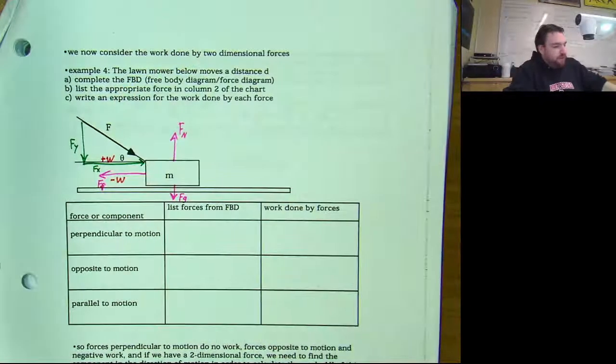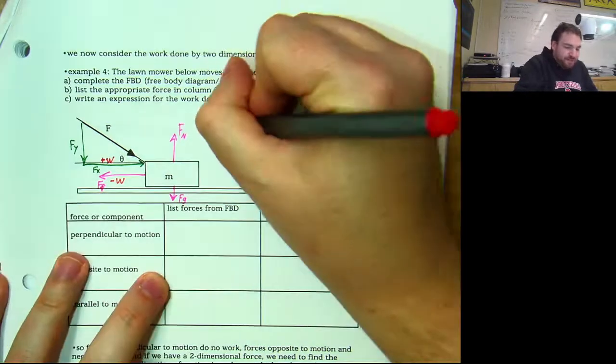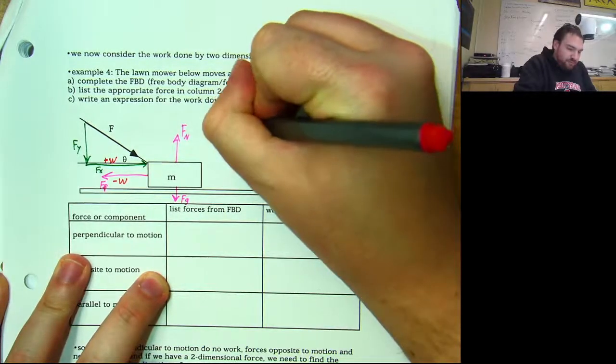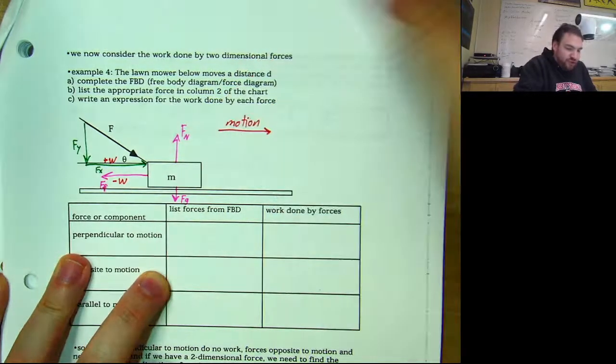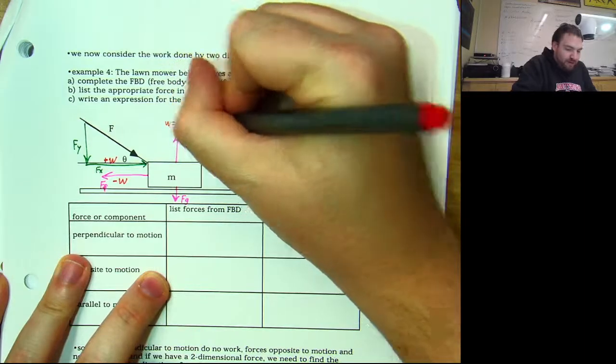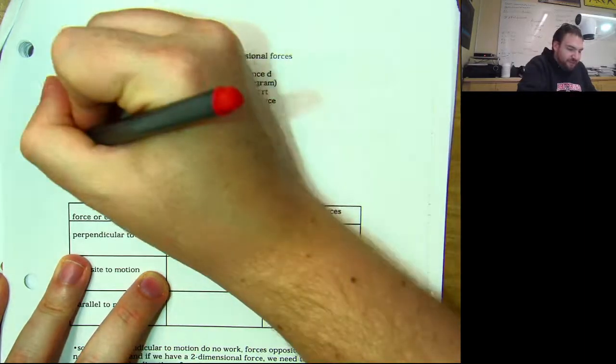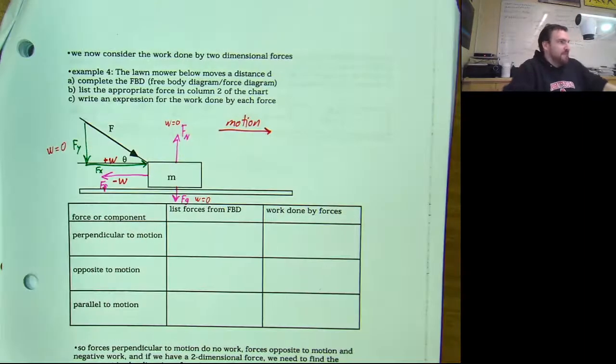Is there anything else doing any work? Why? Everything else is okay? Kind of, yeah. Your lawnmower's not going to sink, it's not going to fly off. It's not sinking into the ground, it's not flying into the air. The direction of motion is this way. So work done by all of these other forces is 0. Our object's not moving in that direction. So none of those other forces are actually doing work.